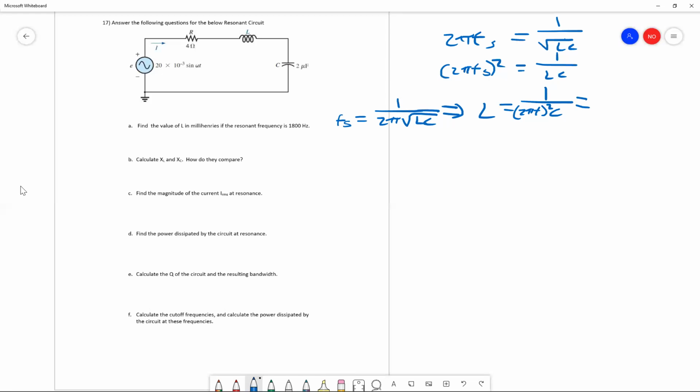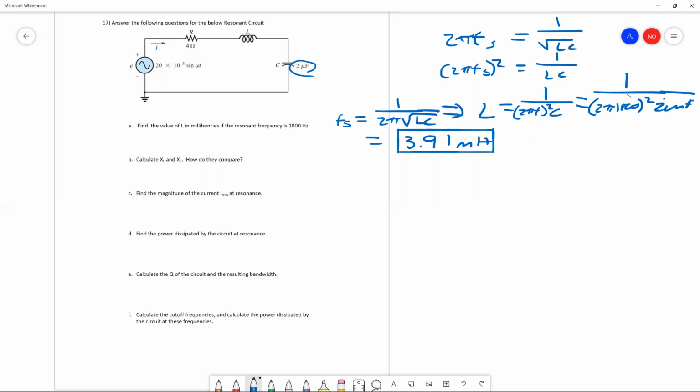So now we just plug in the values. 1 over 2 pi 1800 squared, and that's times C. C being right here, 2 millifarads. And that would give us a value of roughly 3.91, and that is in millihenries. So that's our answer for A.